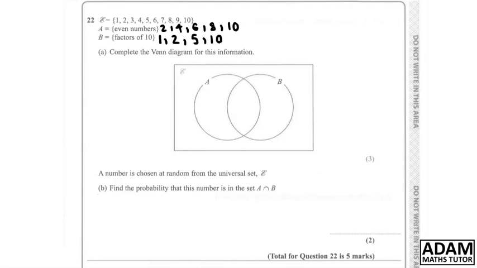So start with the middle of the Venn diagram and write down the numbers that appear in both of the lists. So that would be 2, which is in both of them, and it would also be 10 in both of them. Then on the outside of A, I just need to write down all of the other numbers, so 4, 6, and 8. And I can do the same with factors of 10. 1 and 5 can go on the outside.